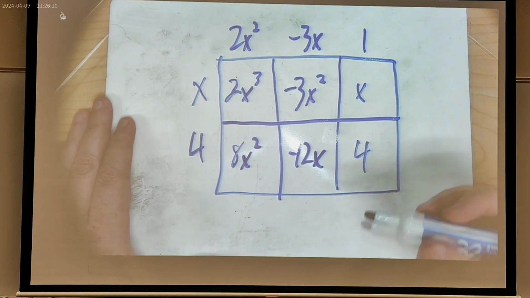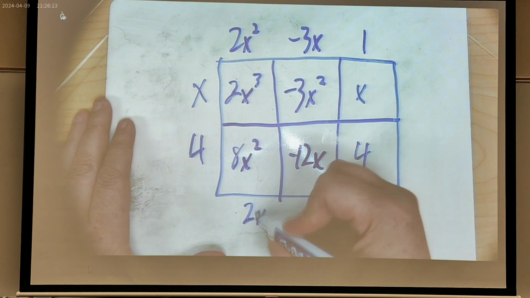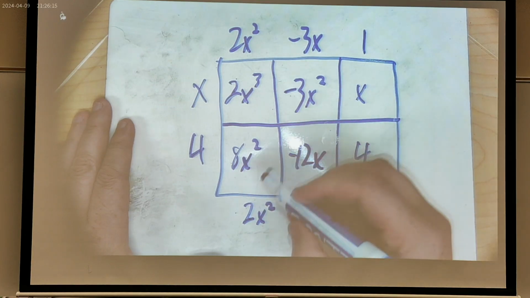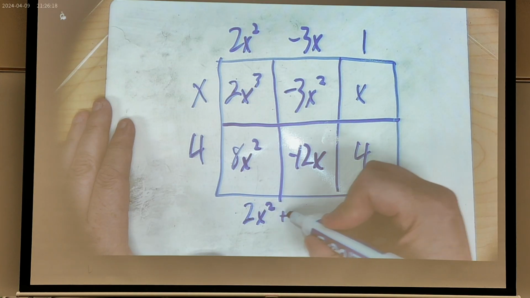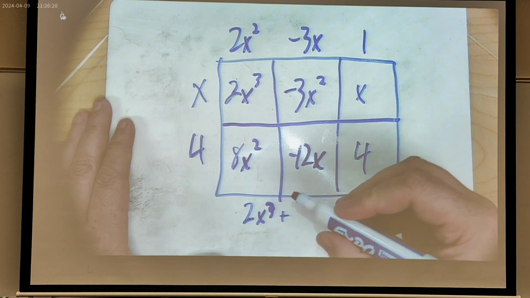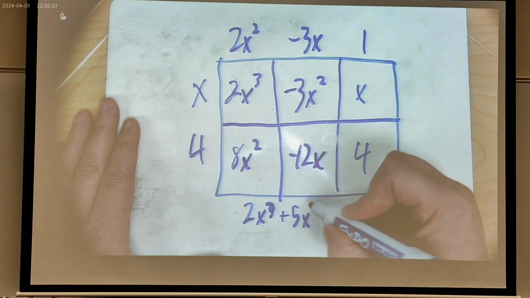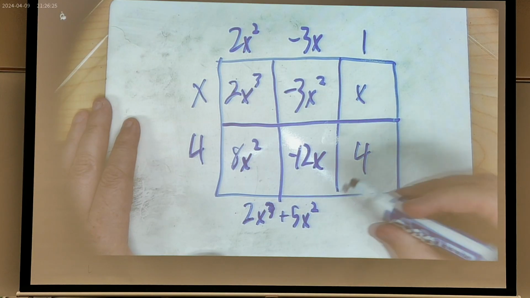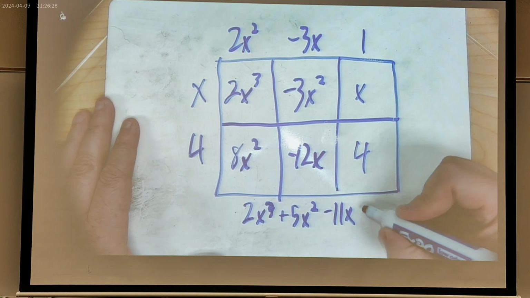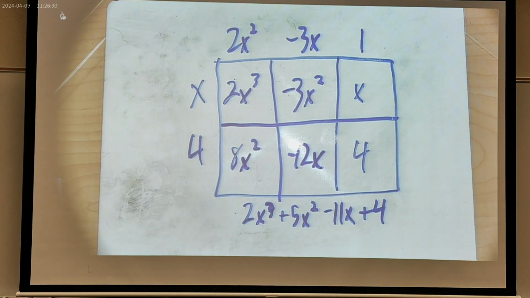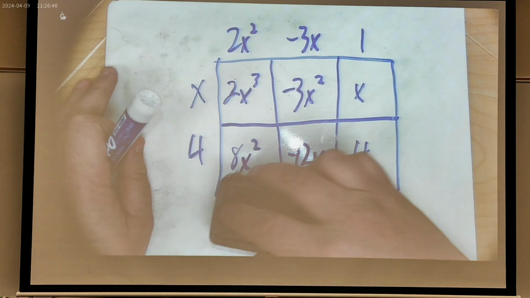Now, as ever, just combine like terms. That gives me 2x to the third. 8 minus 3 is going to be 5x squared. Negative 12 plus x, so that's minus 11x plus 4. So 2x to the third plus 5x squared minus 11x plus 4. Alrighty, and we are moving on up.